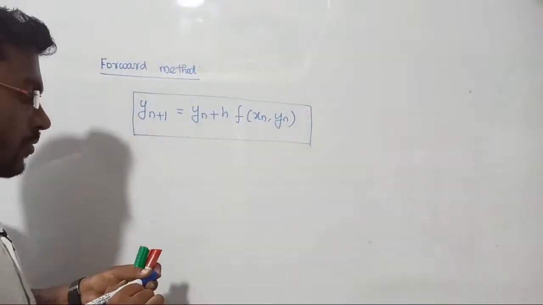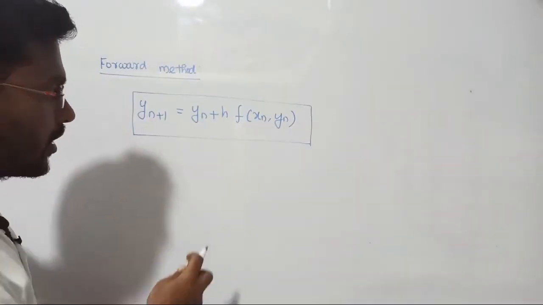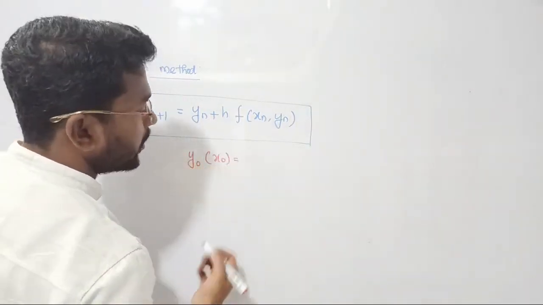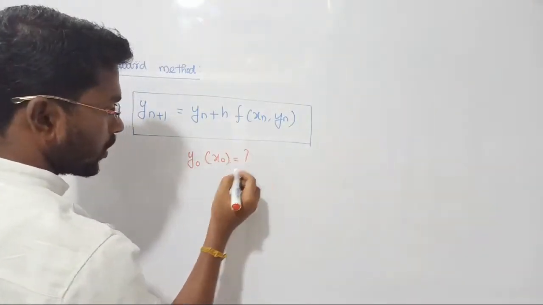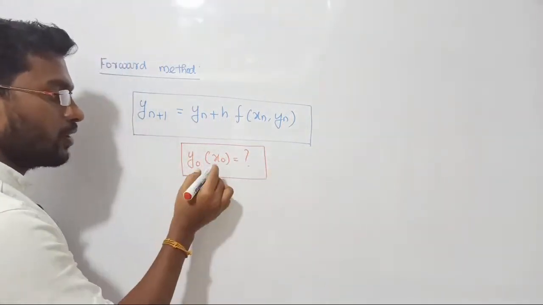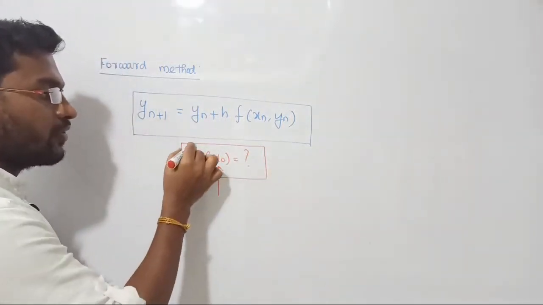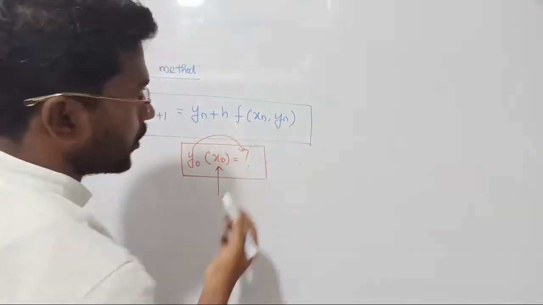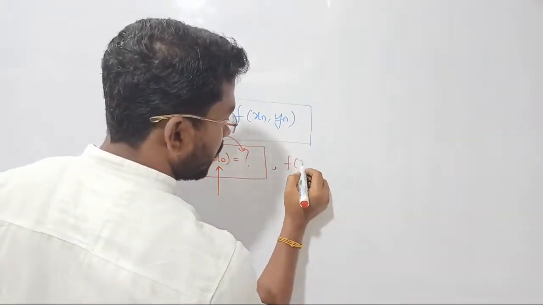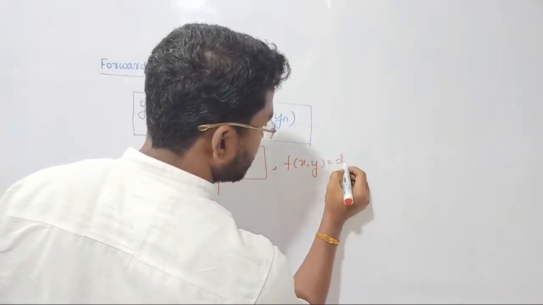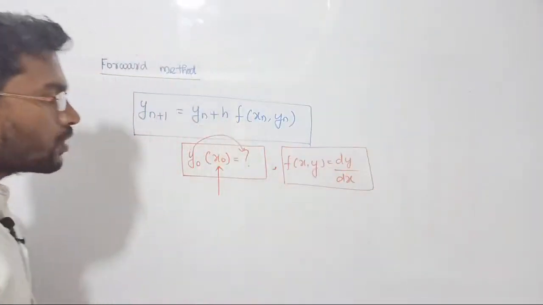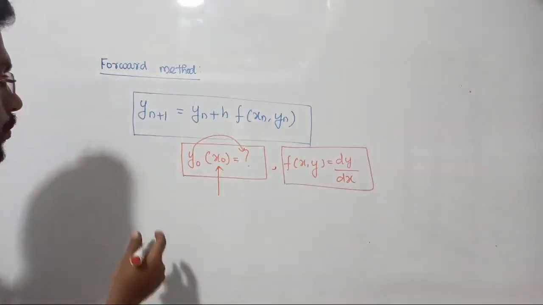To proceed further in the Euler formula, we need an initial value, y naught of x naught, to be defined. This value will be given to you, right? They will say that at x equal to x naught, the value of y is y naught. That is called the initial point. With this, f of x comma y is defined. F of x comma y is the function dy by dx, which will also be given. So these two values will be given and you are supposed to use the Euler formula.